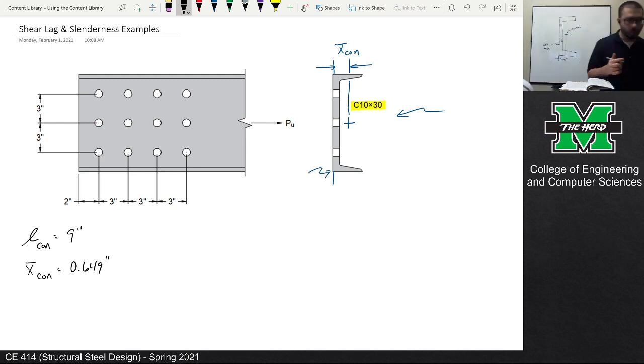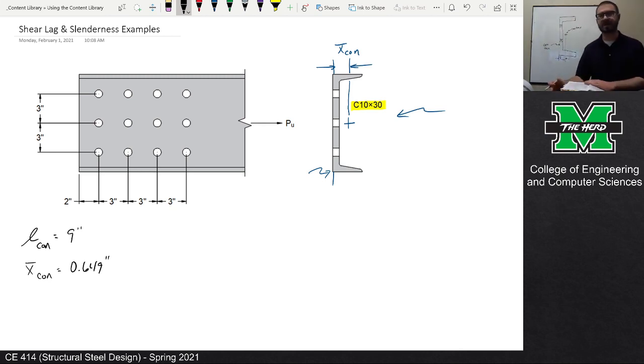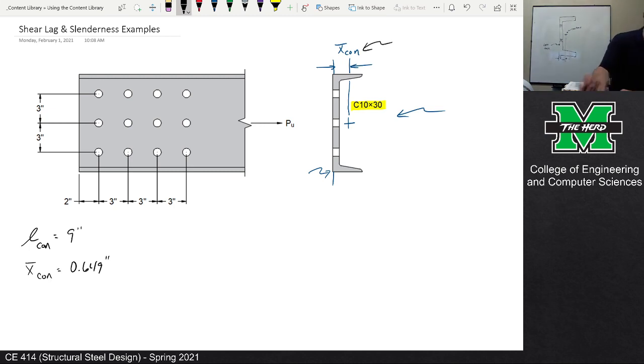Now, what I want to be clear on is that we're calling it X bar here, and the reason you pick that is X bar for a C10 by 30, but sometimes it could be Y bar. I just want to make sure that you recognize that this is the dimension that we're after. We're after that X bar connection, and that just happens to also be named X bar for this section. Doesn't always have to be the case, just something to keep in mind.